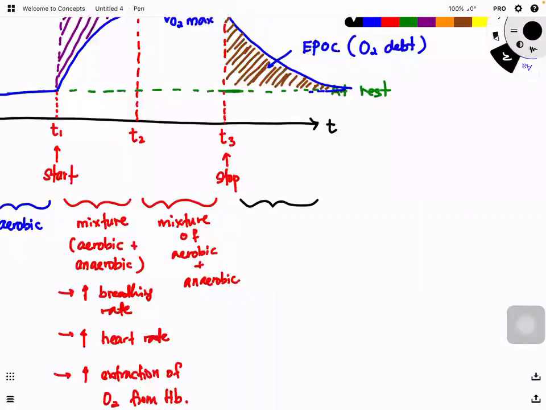So this period of time, it is aerobic only, because we can meet the demand. The demand at rest is so low, and you will be able to meet the demand.